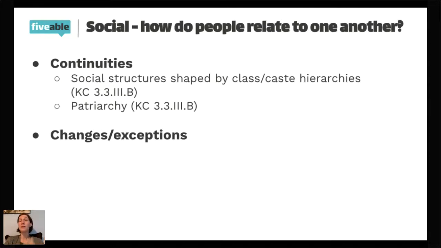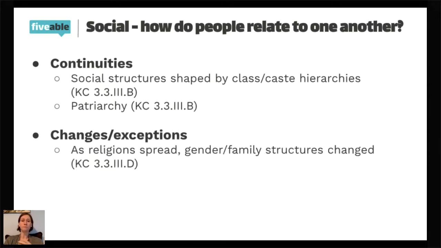Now the big social changes in Unit 3 are thinking about the spread of religions, right? That connection between social and cultural SPICE theme is that gender and family structures change as religions get into new regions. So as our major religions, including Christianity, Buddhism, and Islam, spread throughout Afro-Eurasia, those religions have an impact. So can anybody think of an example of how gender relations might be changed in an area based on one of those three universal religions, Christianity, Buddhism, or Islam?